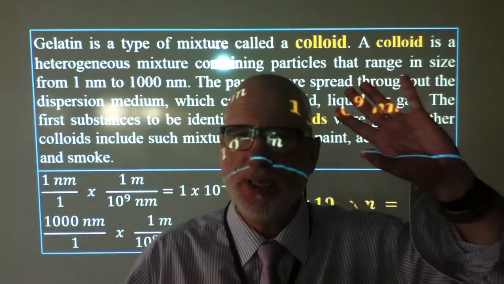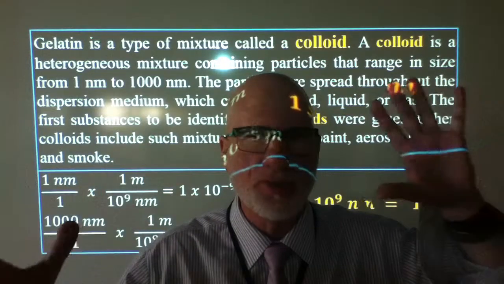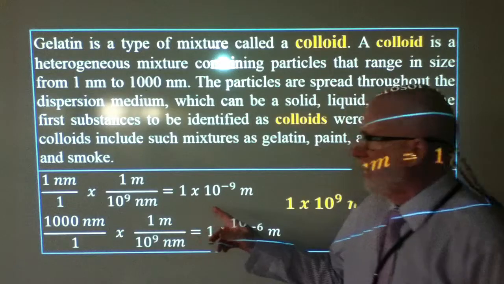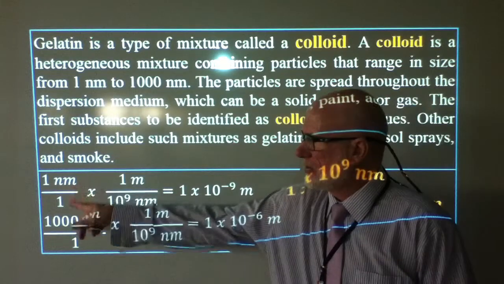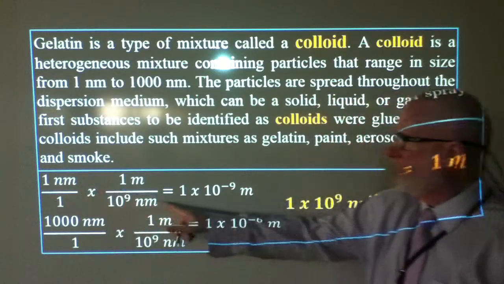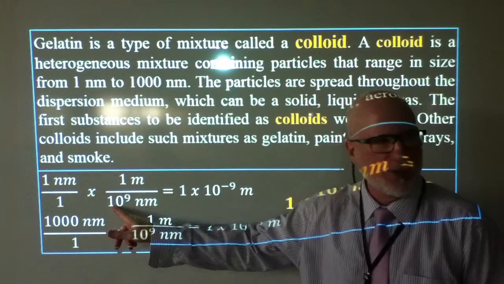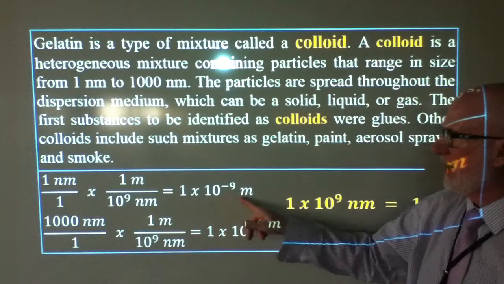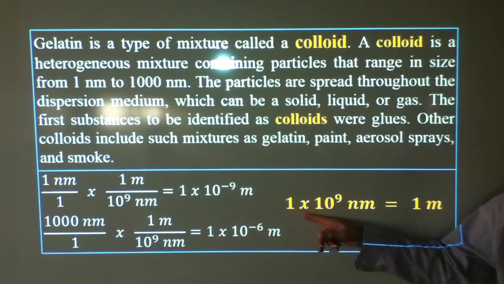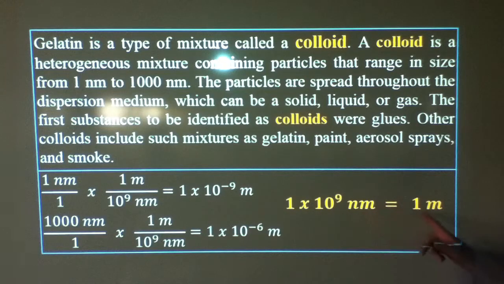So the smoke particles have to be fairly fine for it to be considered a colloid. Okay. Just a word about nanometers. 1 nanometer, 1 divided through by 10 to the 9th is going to be 10 to the negative 9th meters. Just to give you an idea, 1 billion nanometers is 1 meter.